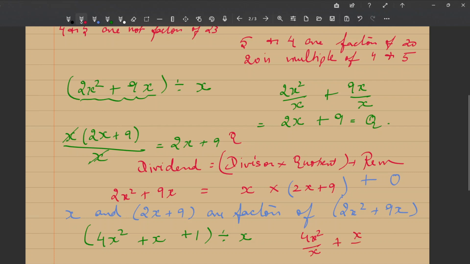4x squared by x, plus x by x. But look at the last term, 1 by x. 1 by x cannot be divided. There is no x in the numerator. It is 1. So we cannot perform a division. So 1 will be the remainder of this whole division.